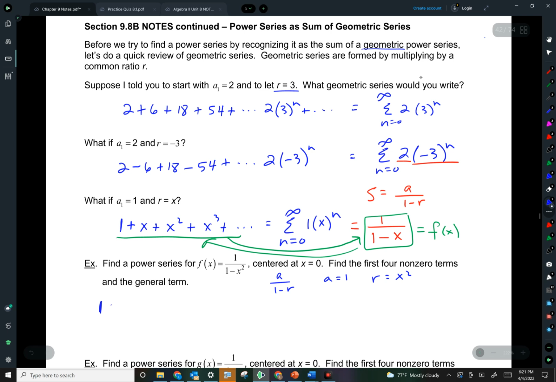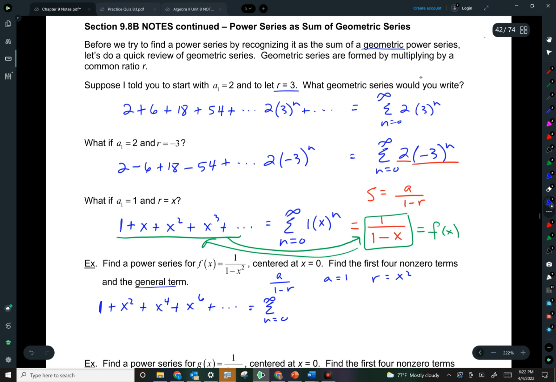So if I multiply by x squared, I'm going to get x squared. And if I multiply by x squared again, I'm going to get x to the 4th. And if I multiply by x squared again, I'm going to get x to the 6th. And notice the directions say find the first 4 non-zero terms and the general term. Well, there's my first four non-zero terms. And my general term, the sum as n goes from 0 to infinity.